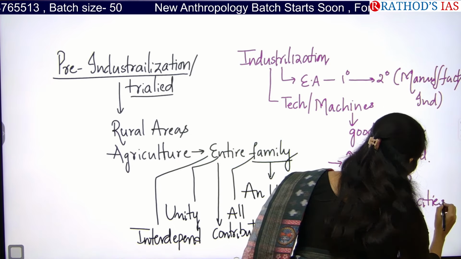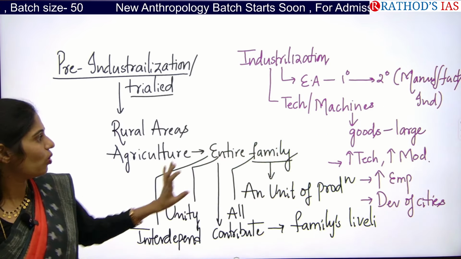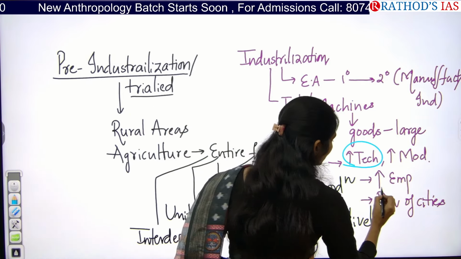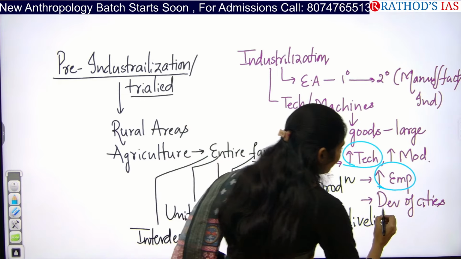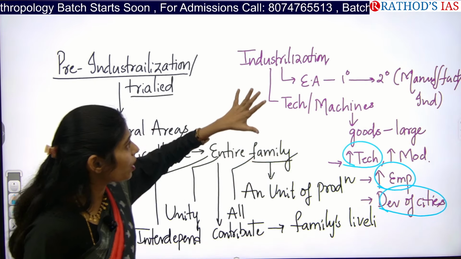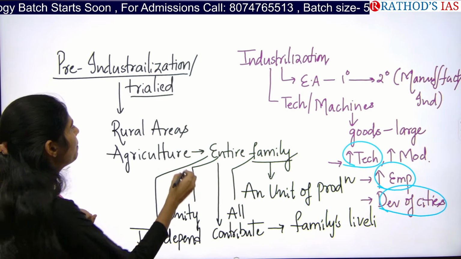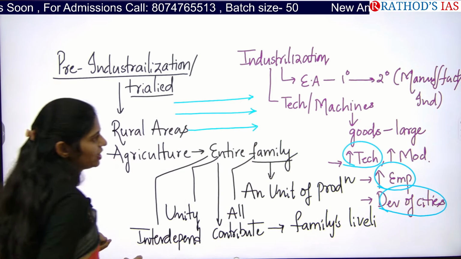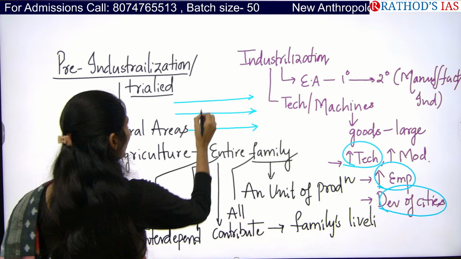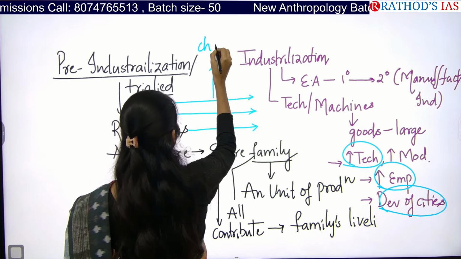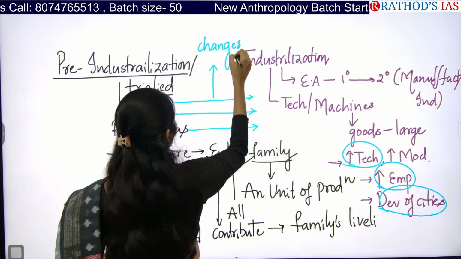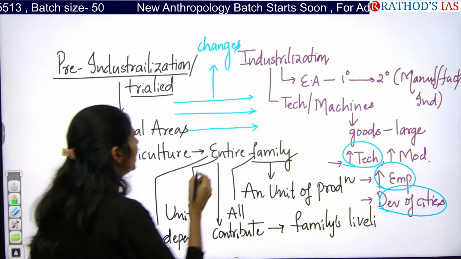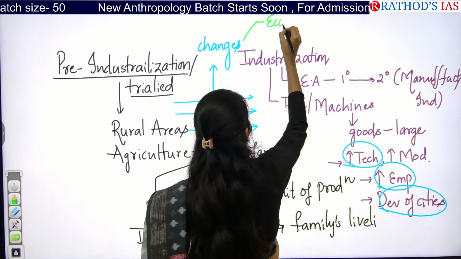So what are the changes that happen? You can notice a lot of changes in this industrialization, right? Technology is increasing, employment opportunities are increasing, and even the development of cities is happening. Because of this industrialization, people started moving from pre-industrialized towards industrialization. Because of that, it led to a lot of changes. Especially we are going to see three types of changes. The first one is economic changes.